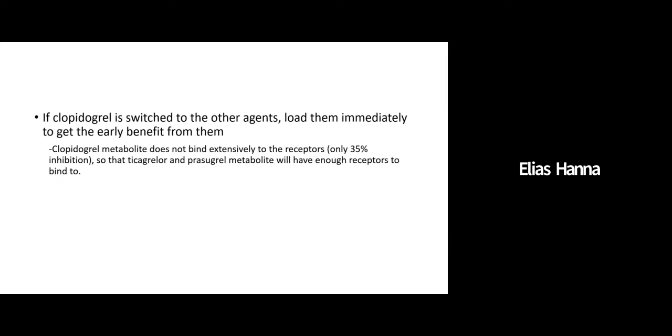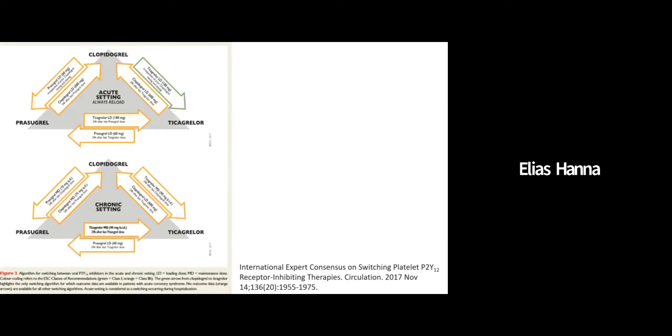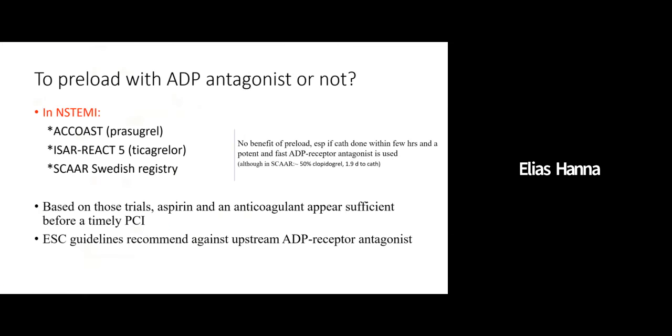The idea here simply is that Plavix doesn't overload those receptors. It only inhibits 30% of them. So when you give Ticagrelor or prasugrel, they have way more than enough receptors to bind to and remain effective. This is based also on international consensus guidelines published in Circulation.